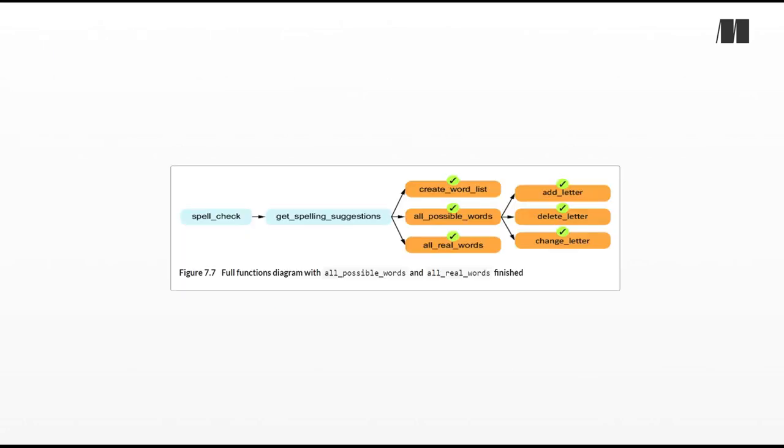Let's check how well we're progressing in figure 7.7. We're getting close. Just 2 functions to go. Figure 7.7. Full functions diagram with all possible words and all real words finished.